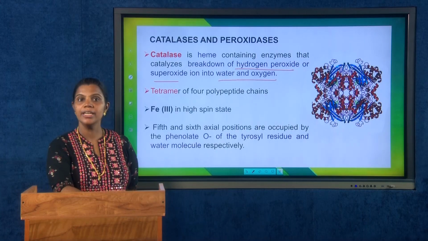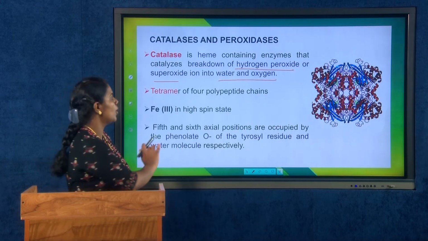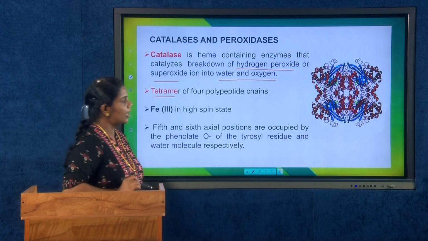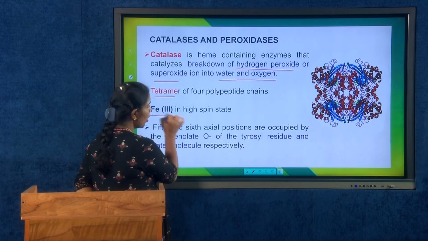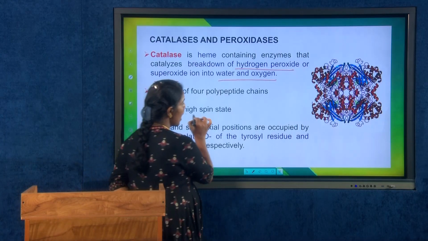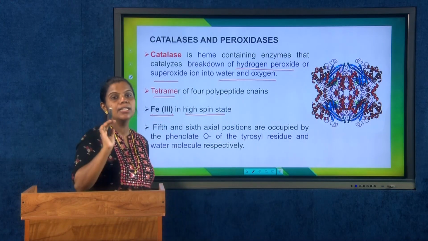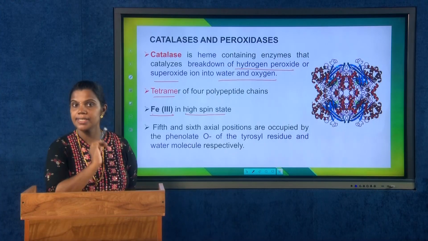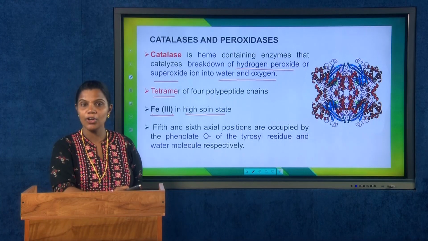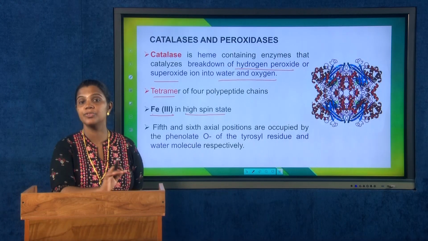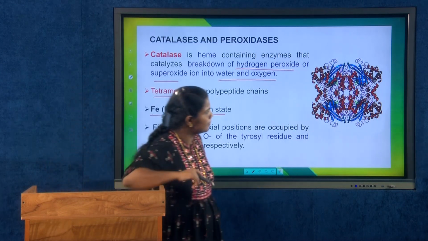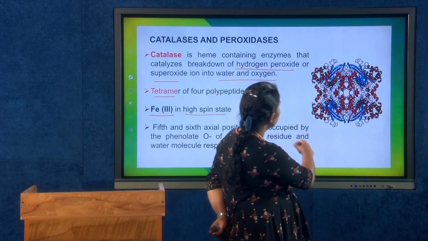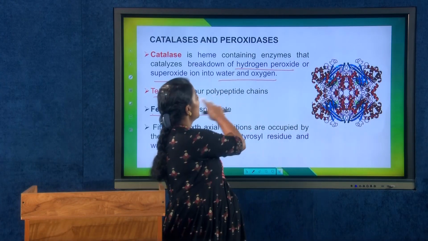It is usually a tetramer of 4 polypeptide chains. It contains iron in the +3 oxidation state in the high spin form. The 5th and 6th axial positions are occupied by the phenolate of the tyrosyl residue and a water molecule respectively. Here you can see the protein structure of the enzyme.